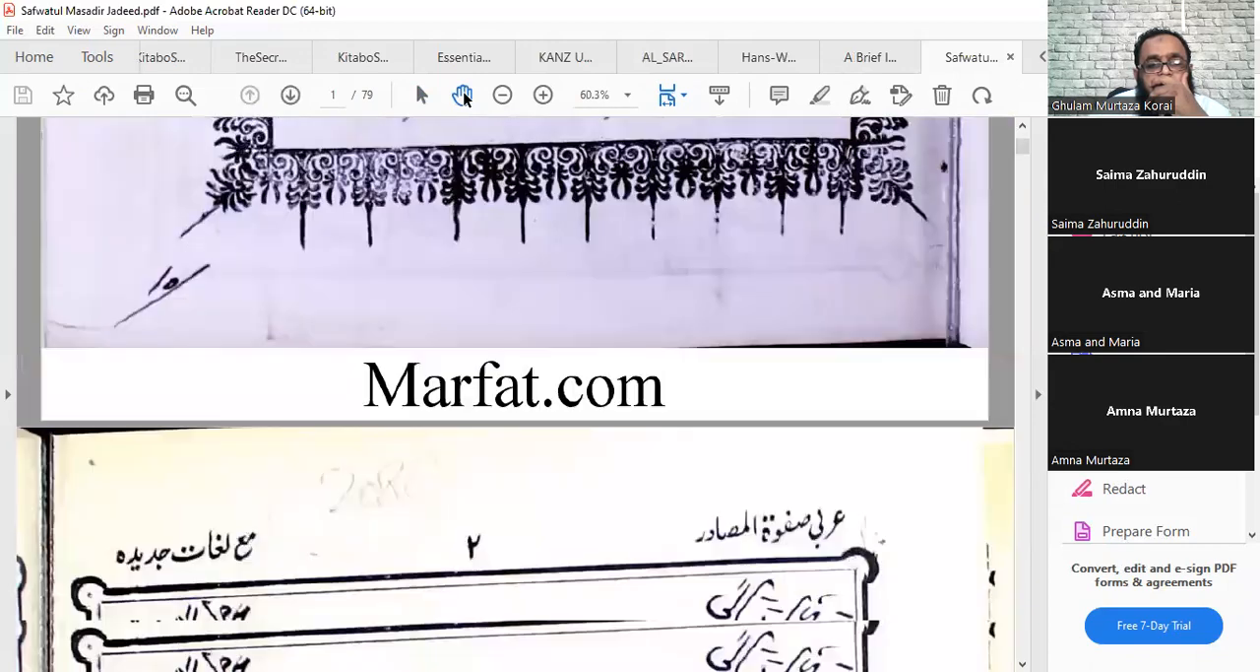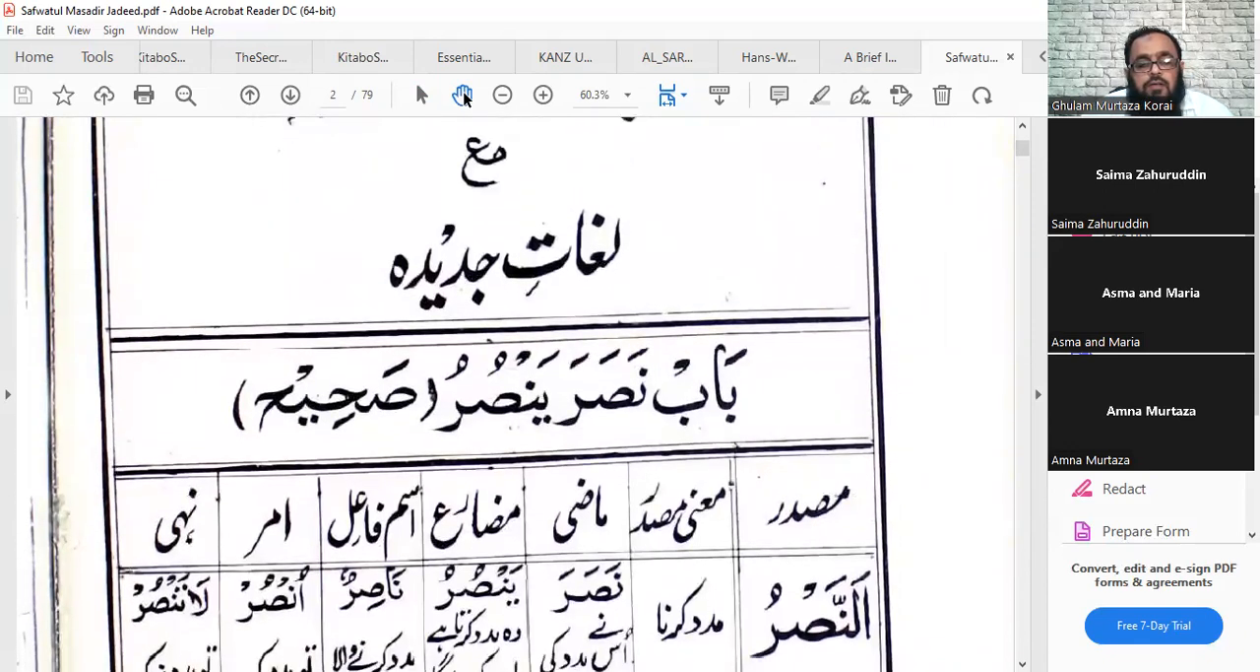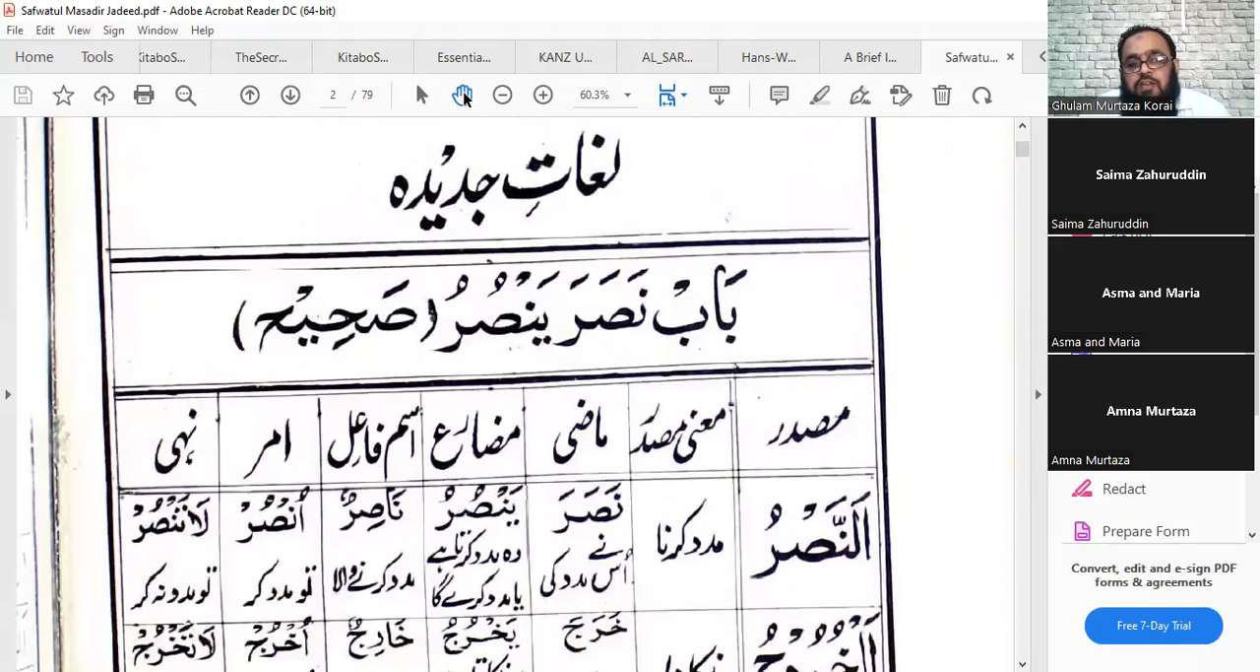Okay, so you can see this new book I have opened. Now you see, this is what Bab means, the family of nasara yansuru. When we talk about nasara yansuru, what does it mean? It means thulathi mujarrad, the first chapter, the first family, maftuh al-ayn in the mazi and mazmum al-ayn in the muzari: fa'ala yaf'ulu.